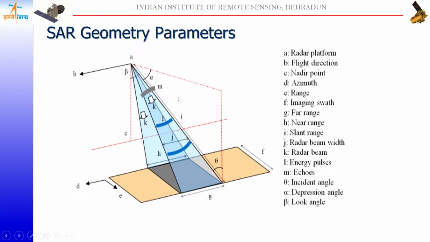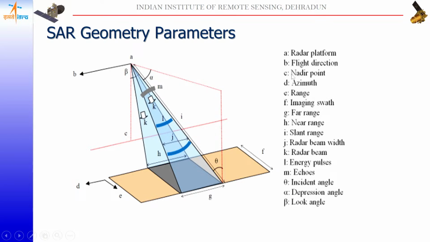So this is a typical geometry of the SAR. You can see there are different alphabets like A, B and C, and they denote the different terminology in the SAR geometry. So here you can see this is A. A is the radar platform, the position of the radar or SAR, and B is the flight direction. When the radar or SAR moves, this is called the flight direction, or it is also called the azimuth direction.